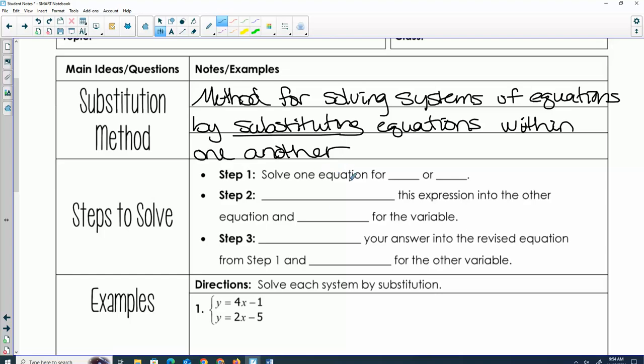Step one is to pick one equation and solve for either the x or the y. So we pick one equation and one variable that we're going to solve for. Step two is going to be to substitute this expression in the other equation and solve for the variable. So when we substitute it in, we're going to be left with an equation that only has one variable in it. So we will be able to solve.